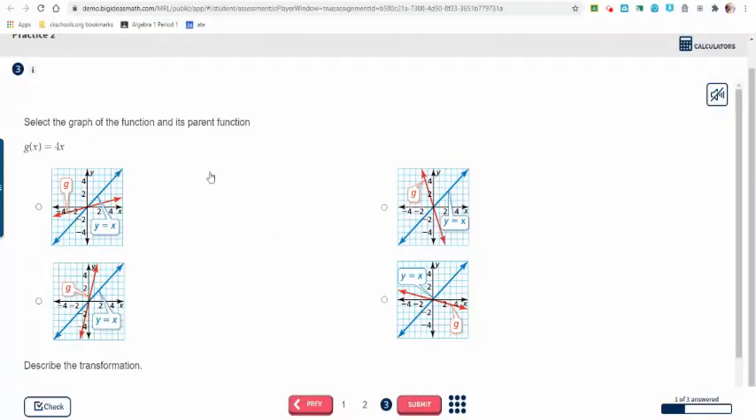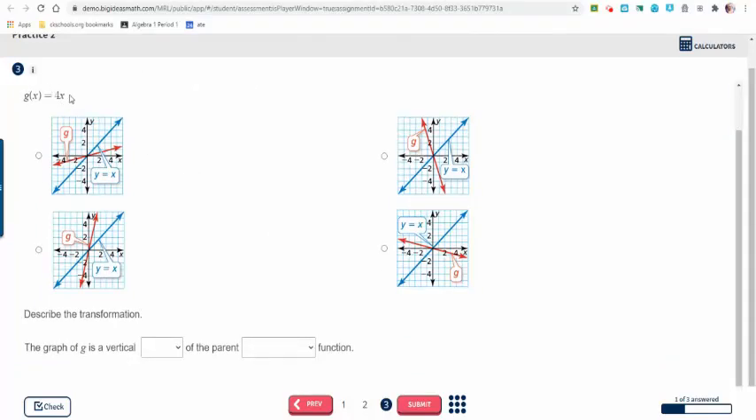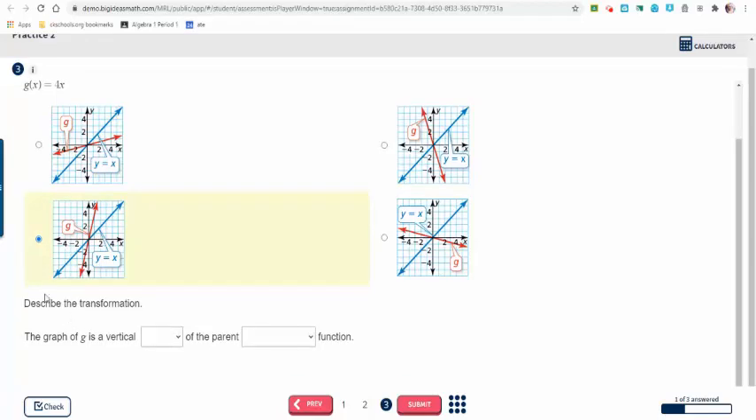So we have a problem here that we're going to do. It says to select the graph of the function and its parent. Well, 4x I know is linear. They are all linear. It has a slope of 4, which meant I went up 4 over 1. So looking at the red line, up 4 over 1, I believe this is the answer. So then I need to finish it. Describe the transformation. The graph of the function is a vertical stretch. I think the red line was stretching higher, and I know that it is a linear function because it was a straight line. So this is what I think my answer is.